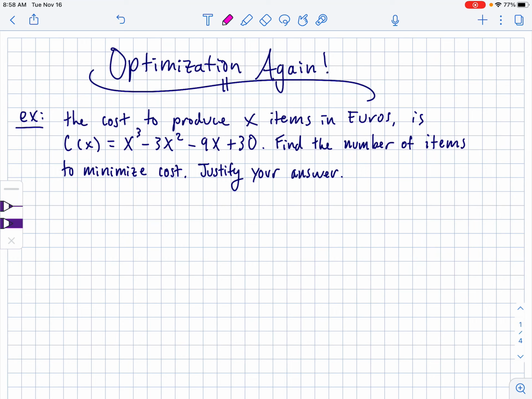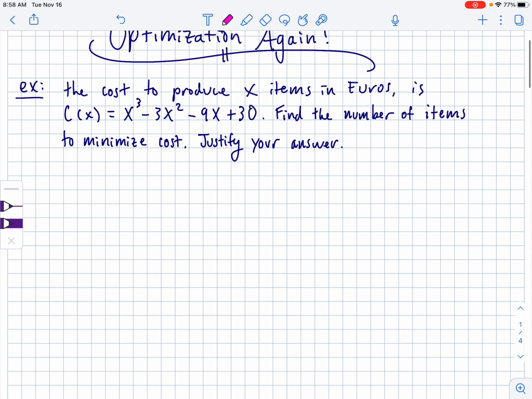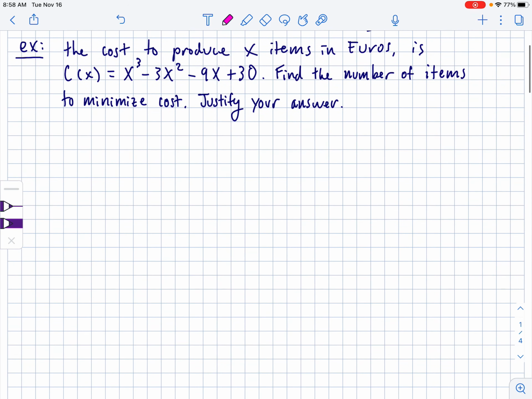First example, the cost to produce x items in euros is that function right there. Find the number of items to minimize the cost. Justify your answer. This is a pretty straight up optimization problem. You don't even have to set up the equation. It's given to you right here. And it's not like a profit one where you have to subtract out the cost from the revenue or something like that. So this one you can just straight up take the derivative.